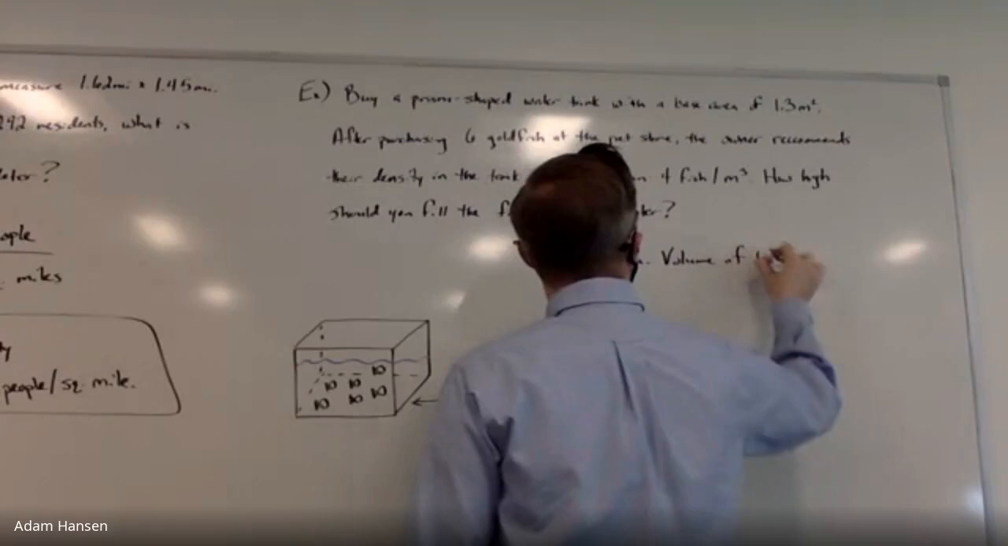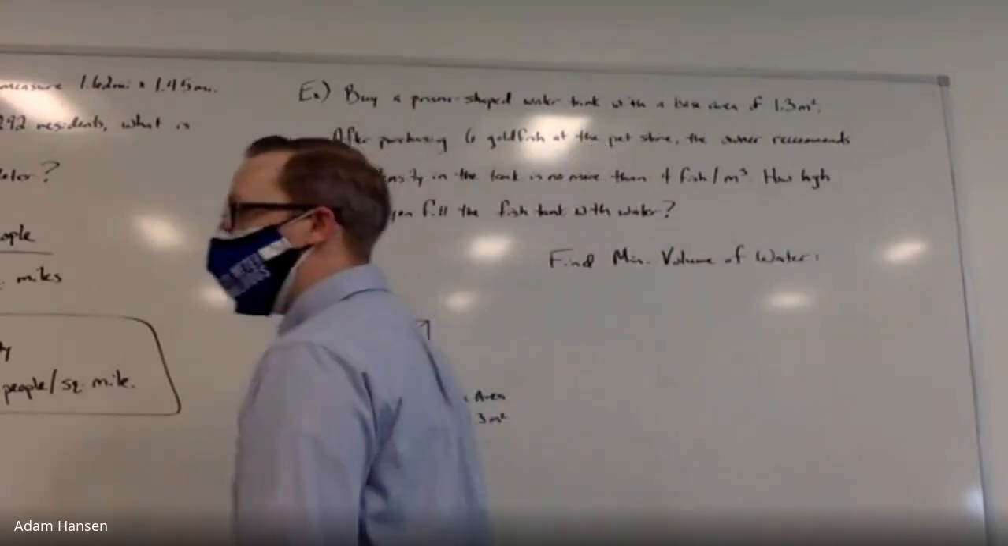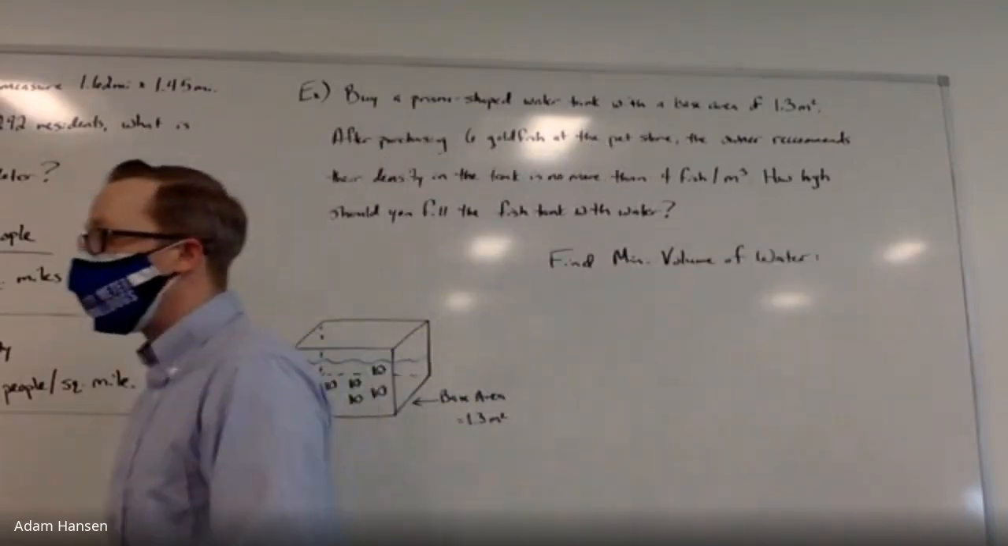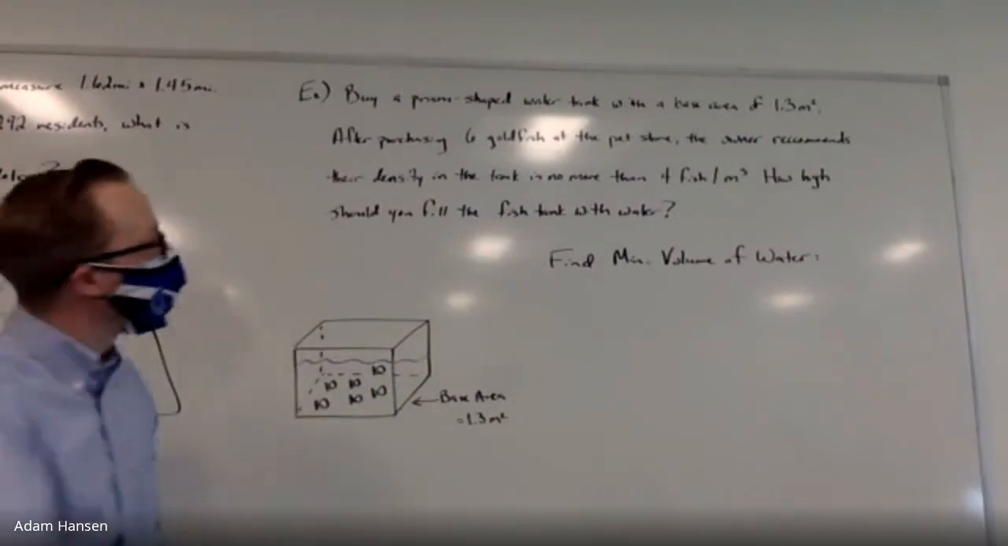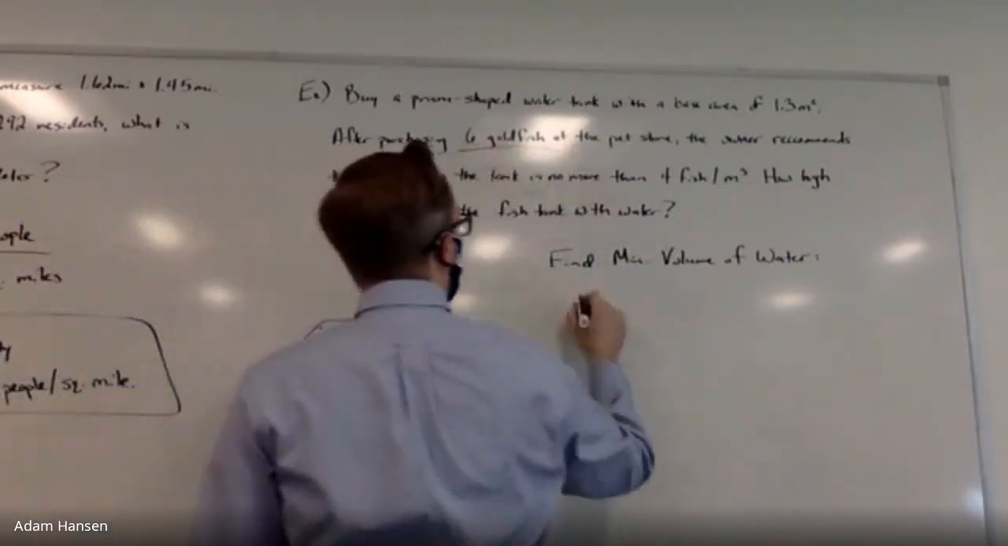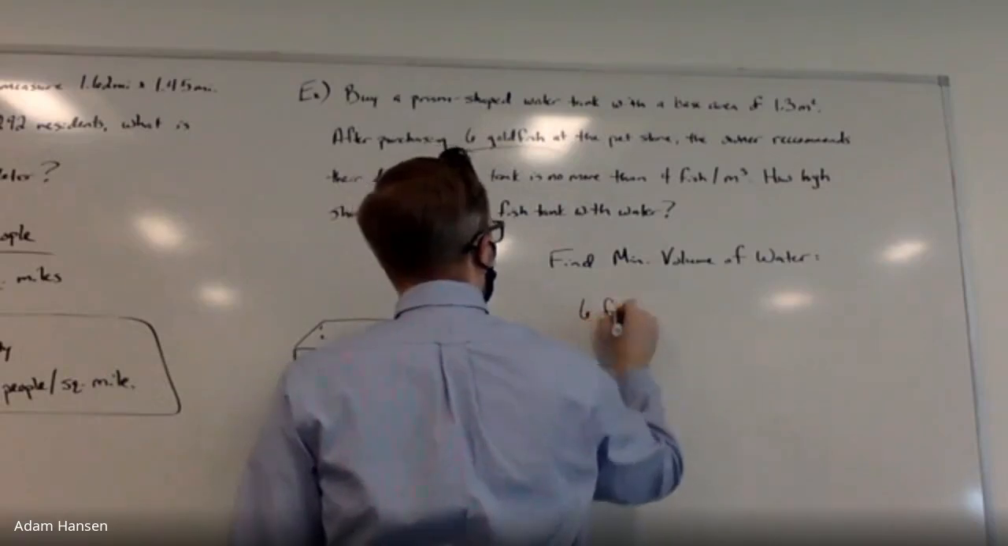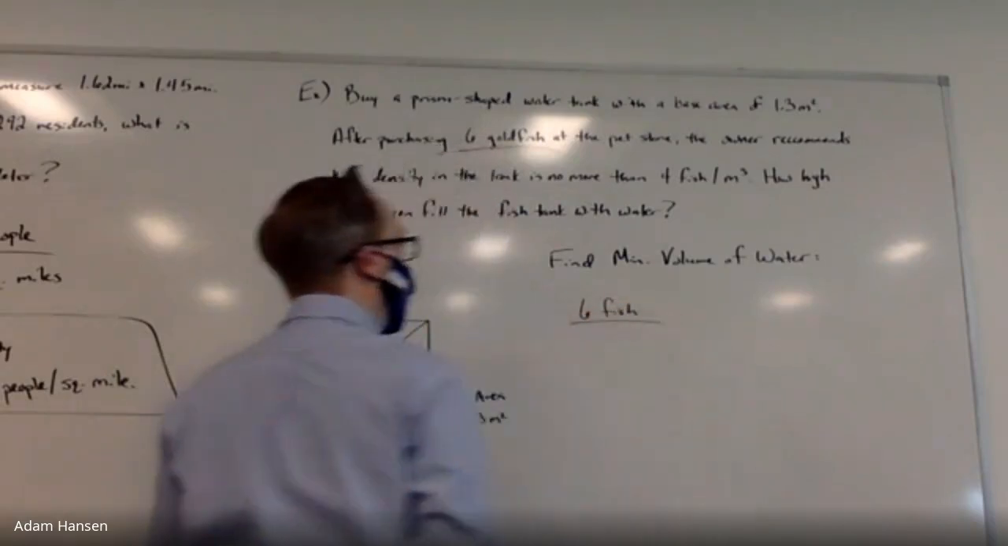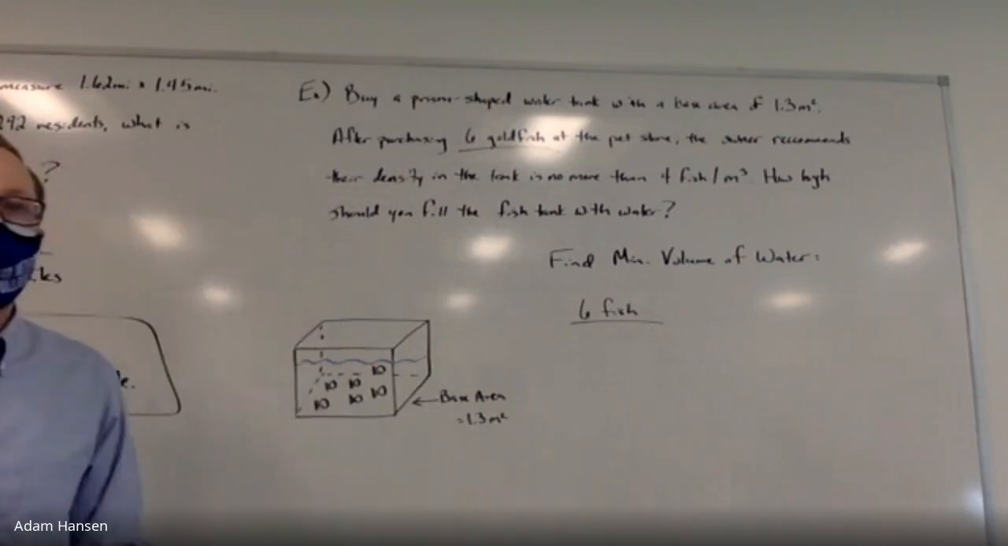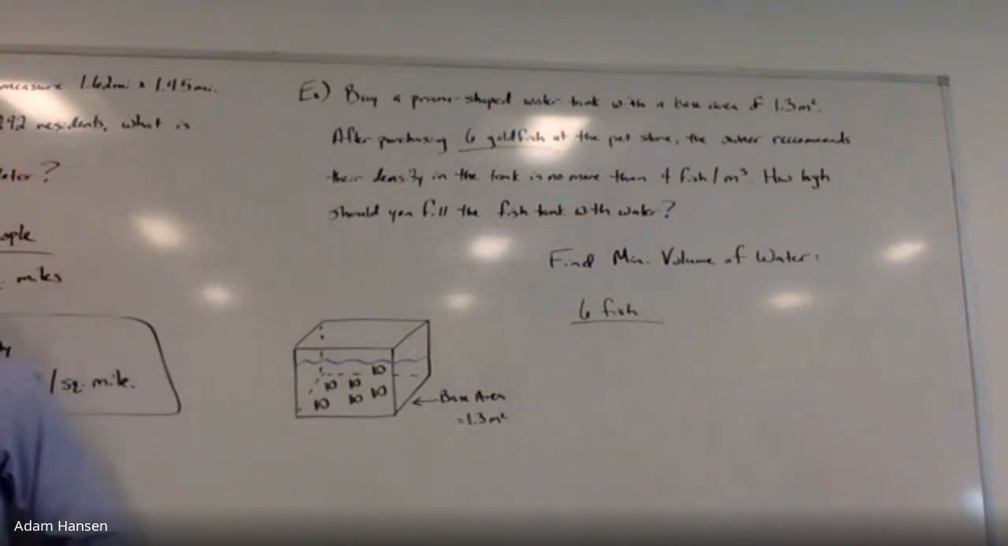Find the minimum volume of water. How many fish do we buy, Emma? 6. So we've got 6 fish. What is the density that I have to hit? I have to have no more than how many fish per cubic meter? 4. So to figure out the minimum volume that those 6 fish can live within, would I want to multiply 6 and 4 or divide 6 by 4?